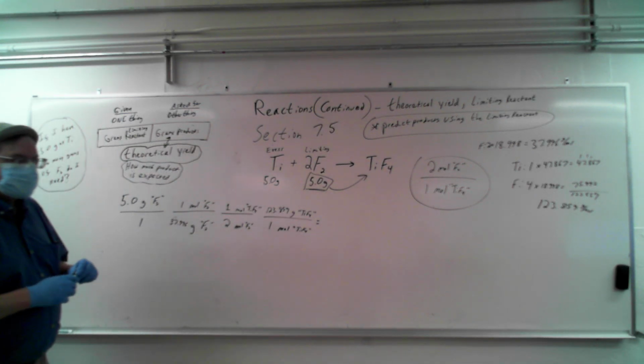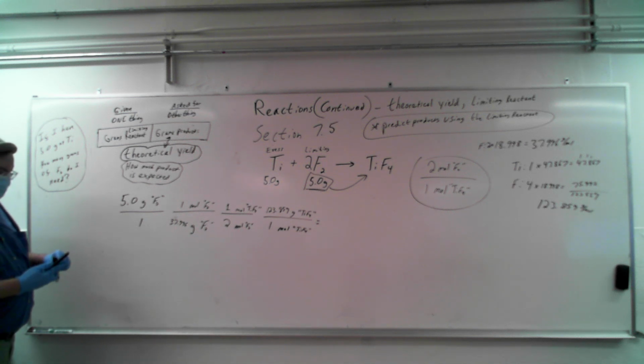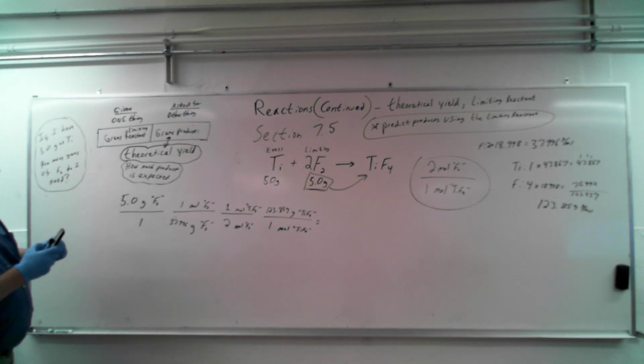That'll tell us how many grams of TiF4 we could expect to get from this reaction. That is the theoretical yield. 5 times 123,859, divided by 37.996, divided by 2. So if I did that right, it's 8.15.